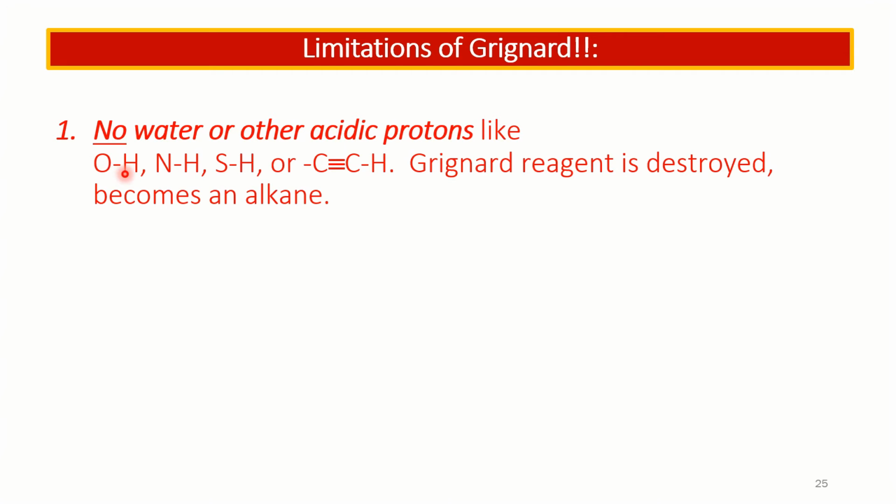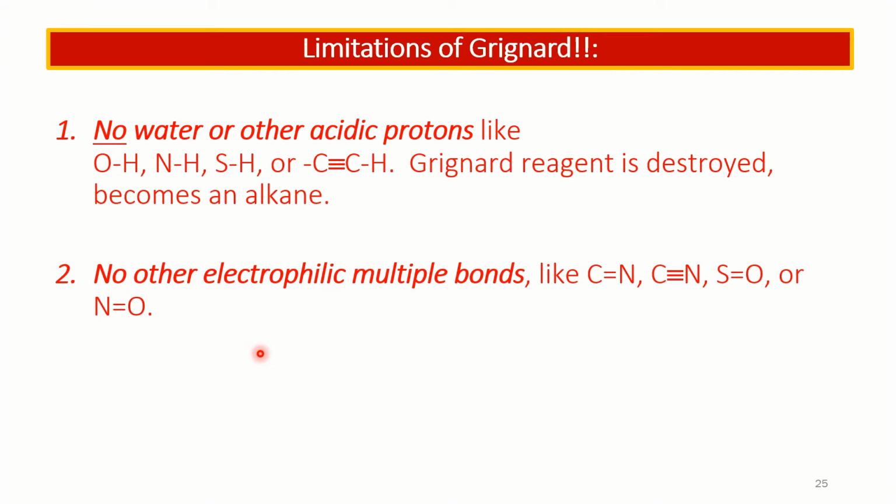on these acidic protons. So if you're using some sort of alkyl halide to form a Grignard, once you have this type of system present, then of course your Grignard is destroyed to become an alkane. Similar, if we have any other electrophilic centers around, such as these electrophilic multiple bonded species here, then of course they will compete with your substrate. So you do not want any electrophilic multiple bonds around.